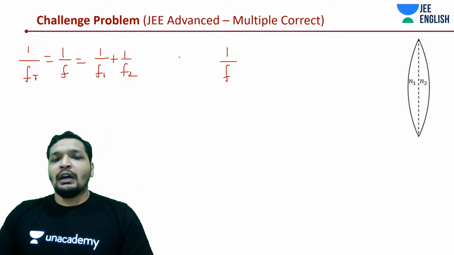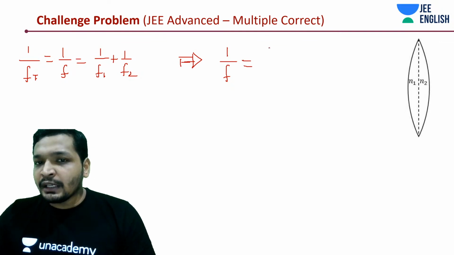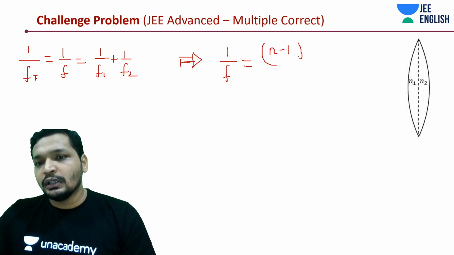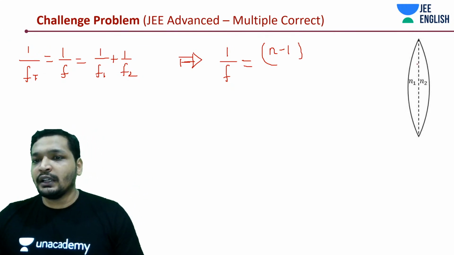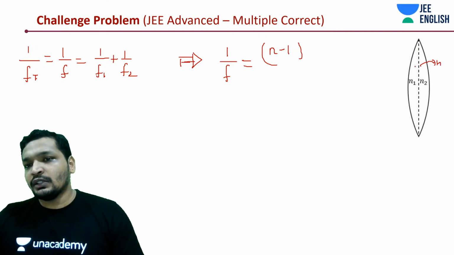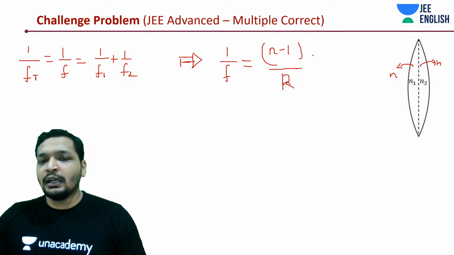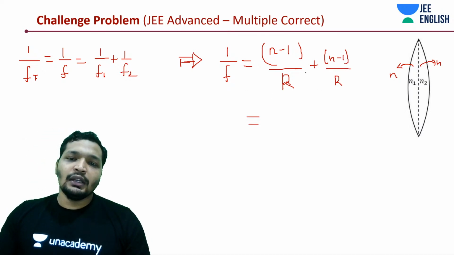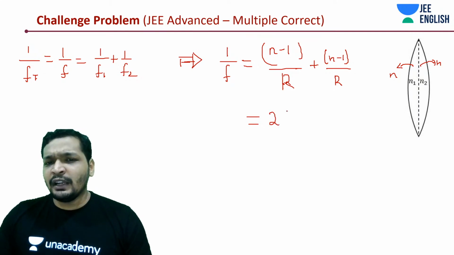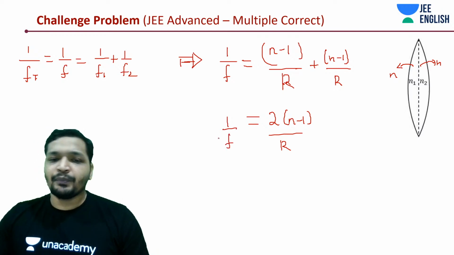Okay, now what is your 1 by f? N minus 1 by r. Okay, we are analyzing case 1 where the refractive indices are the same. This is also n and this also n. Both have the same radius of curvature, which is going to be n minus 1 by r plus n minus 1 by r, that is going to be it. So both would have the same value, so that would be n minus 1 by 2 into n minus 1 by r is 1 by f.